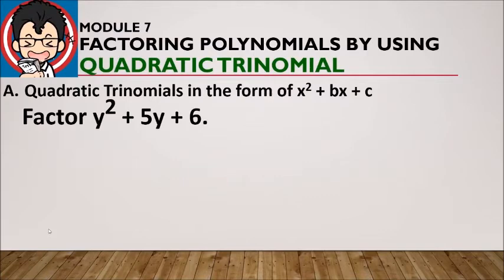Now, we will start with the first case, which is quadratic trinomial in the form of x squared plus bx plus c. Now, for this example, we will try to identify the factors of y squared plus 5y plus 6. Ito yung trinomial na hindi perfect square. And at the same time, as you can see, ang leading coefficient niya ay 1.